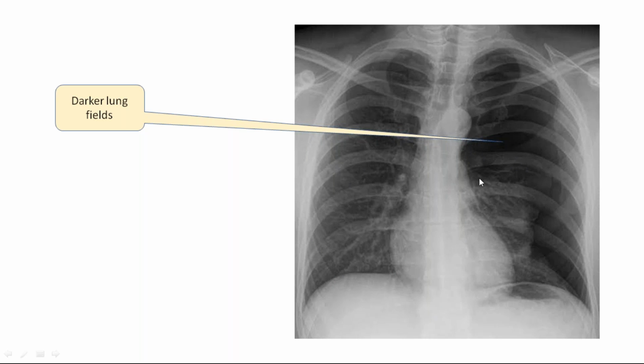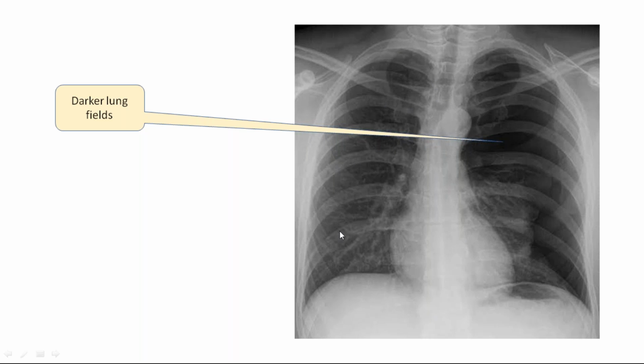The lung fields you see here are dark, the diaphragms are okay, the costophrenic angles are okay, and there is a slight bend in position. The trachea is deviated slightly to the right. So is it a pull or a push? Let us see what it is.